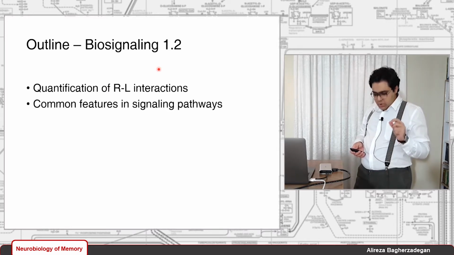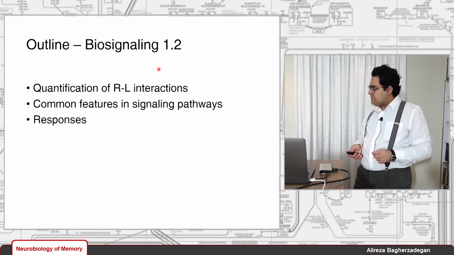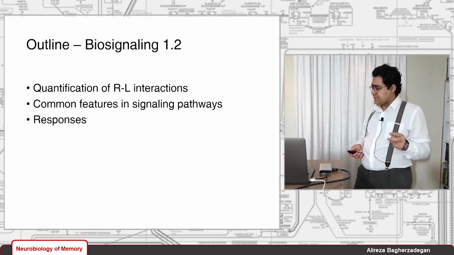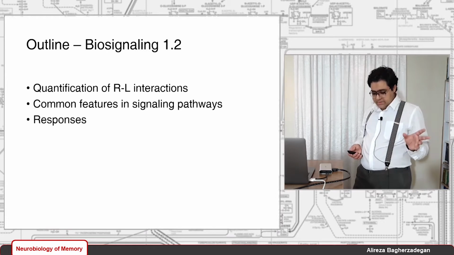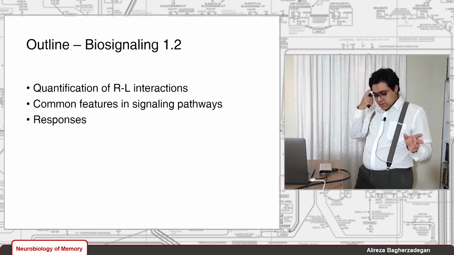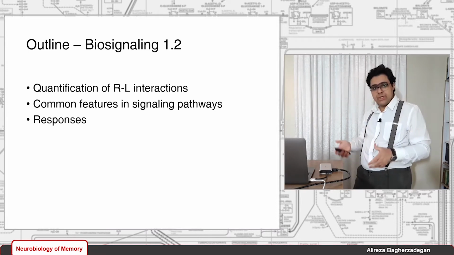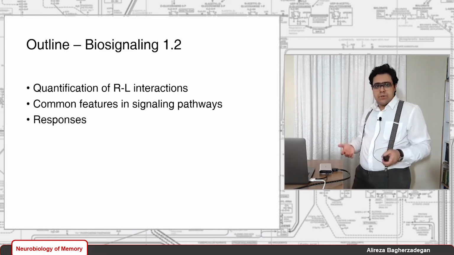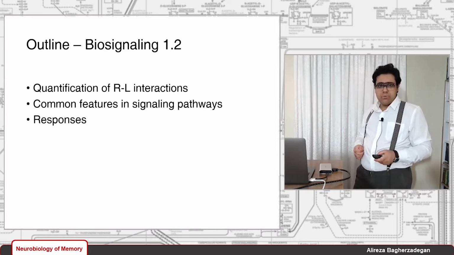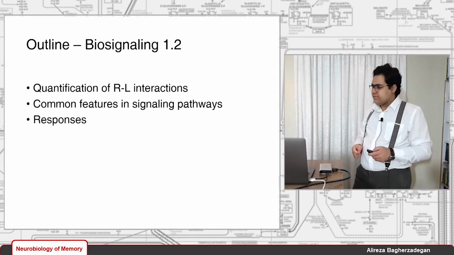Then I'm going to talk about some common features of signaling pathways. I'm going to talk about two of the most important types of responses. Different types of responses. In the previous lecture, I told you that there are different responses, for example, secretion or movement, or mitosis or apoptosis. But now I'm going to talk about another classification of responses.